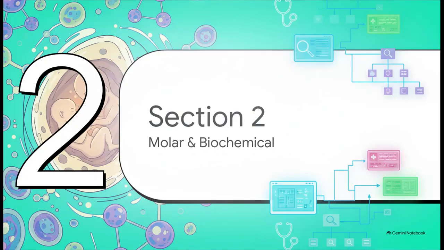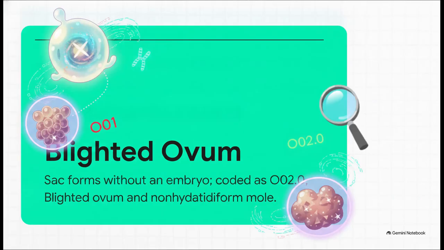Section 2. Molar and biochemical pregnancies. Now, in this category, strict clinical definitions completely dictate your exact code. Let's look at the blighted ovum. This typically happens in the first trimester. A fertilized egg successfully attaches to the uterine wall, and the cells develop to form a pregnancy sac, but the embryo itself just doesn't develop. This is often caused by a really high level of chromosome abnormalities. Because it develops into a benign tumor or mole, it's classified as a non-hydatidiform molar pregnancy, so you'd code this under O02.0. Keep in mind this is completely separate from a hydatidiform mole, which gets its own specific category of O01.